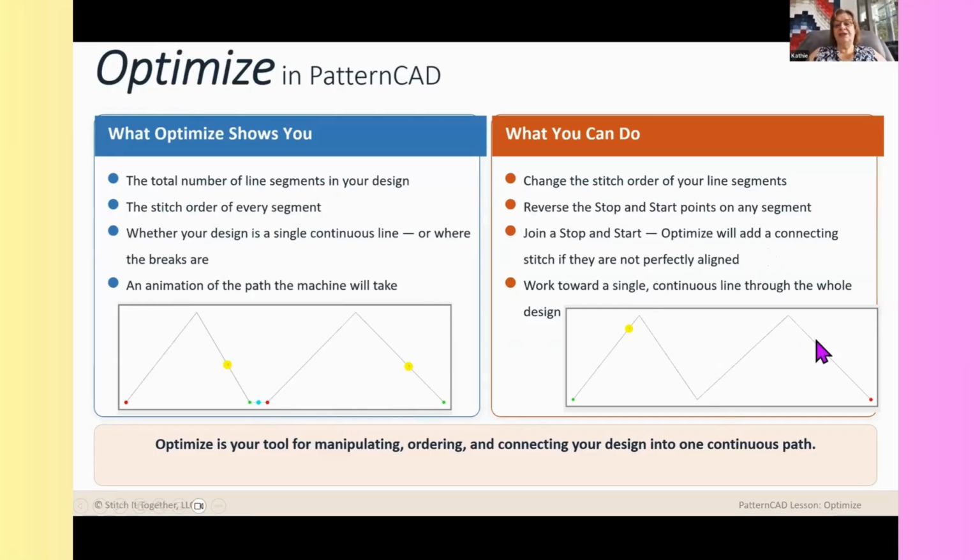You can change the stitching order. You can reverse a stop and a start point on any of the segments so that you can more easily get it to be a single line. You can join a stop and a start, and you can work towards that continuous line through the whole design instead of just one section at a time.